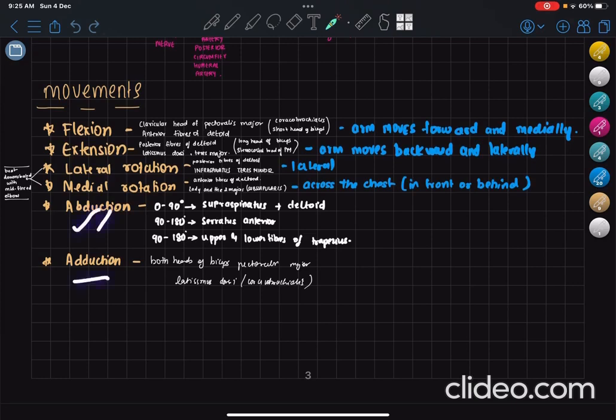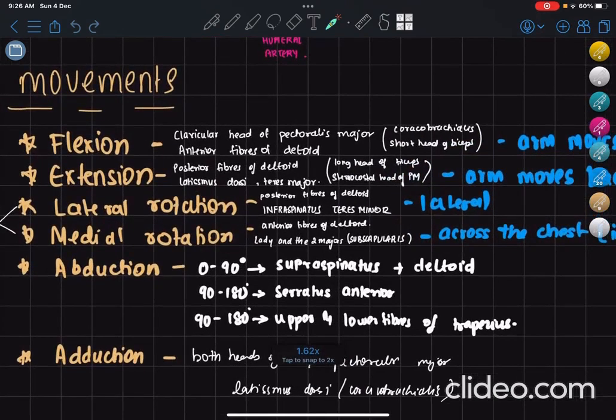Adduction is caused by biceps, pectoralis major and latissimus dorsi. Both heads of the biceps, pectoralis major, because biceps is connecting the arm to the pectoral region. Pectoralis major is also connecting the pectoral region to the arm. So that's why when they're contracting, there is adduction taking place. Posteriorly, the reinforcement of this movement is done by latissimus dorsi, which is doing a similar thing, connecting the back to the arm. That is adduction. Similarly, the clavicular head of pectoralis major helps in flexion.